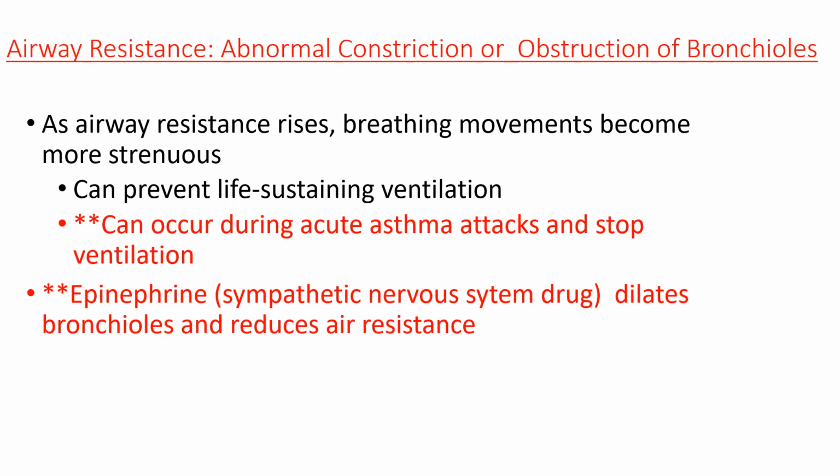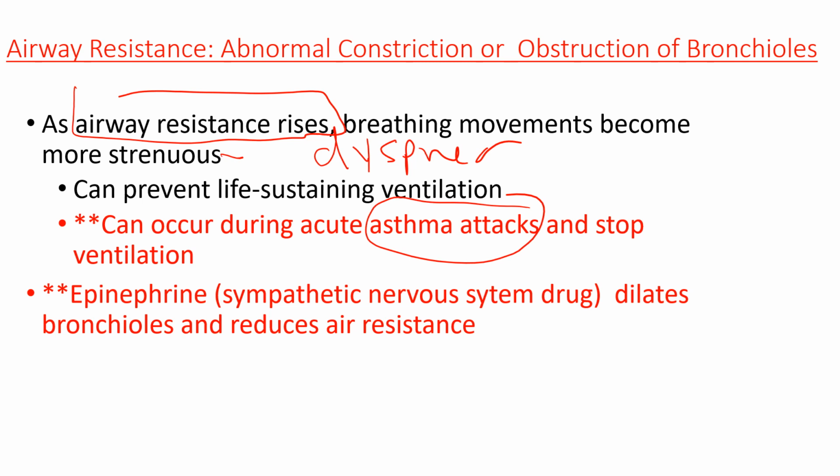So airway resistance. Our breathing becomes strenuous. We have dyspnea, meaning labored breathing. An asthma attack will compromise airway resistance. What do we do to try to fight against an asthma attack? We're going to dilate the bronchioles. So the tubes that have smooth muscle are the bronchioles, so they are the ones that can be innervated by the autonomic nervous system.